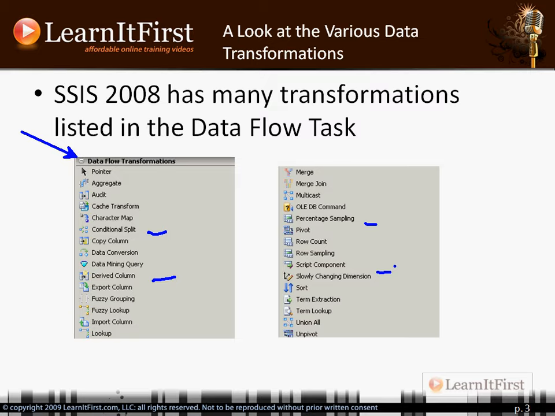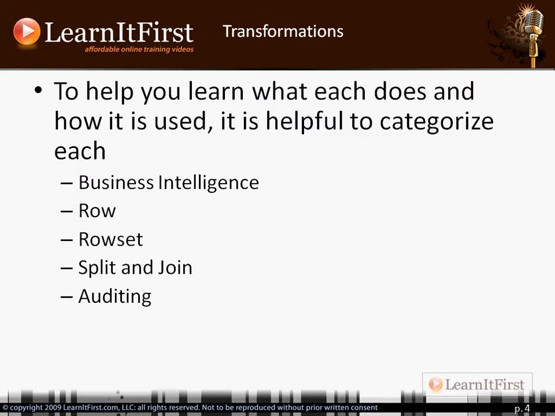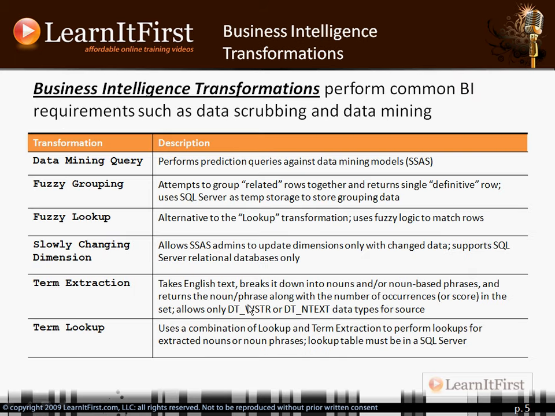In fact, Microsoft groups them in the documentation according to these 5 little subsets here: BI, business intelligence, row set, split and join, and auditing. Okay? So let's just walk through. Tell you what we'll do: we'll cover the business intelligence and the row set in this video. We'll cover split and join, and auditing in the next video. Fair enough? Let's go. So business intelligence transforms here.